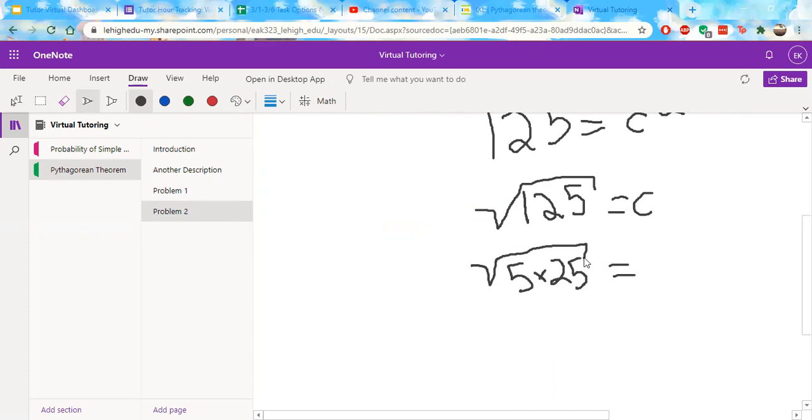All right. And now what we see here is that 25 is a perfect square. 25 is just 5 squared. So what you can do is take the square root of the 25 times the square root of 5, you know? If you haven't learned that before, when you have a square root like that, you can multiply it like this. You can separate them.